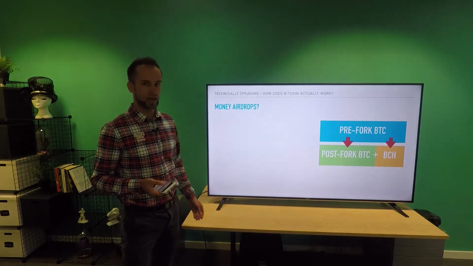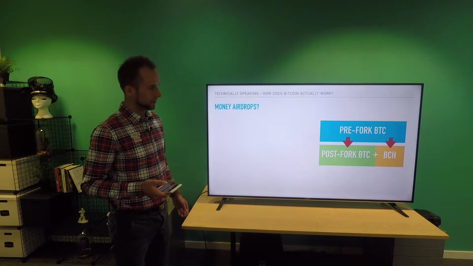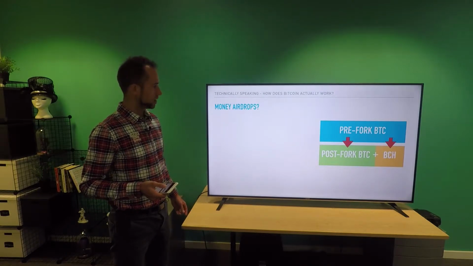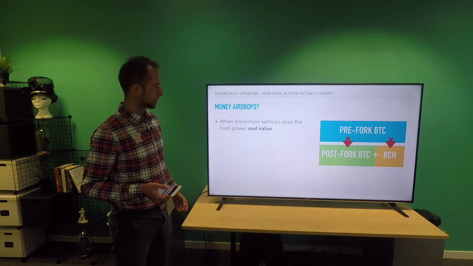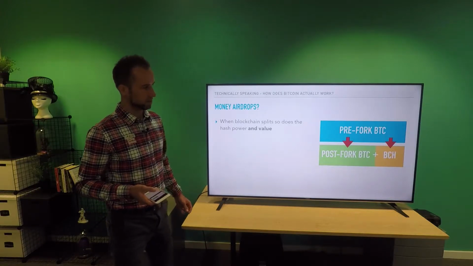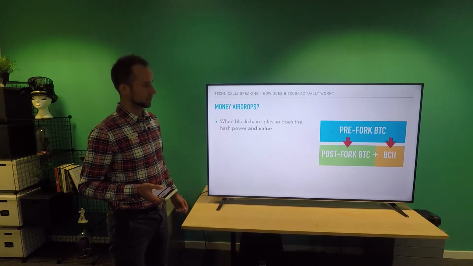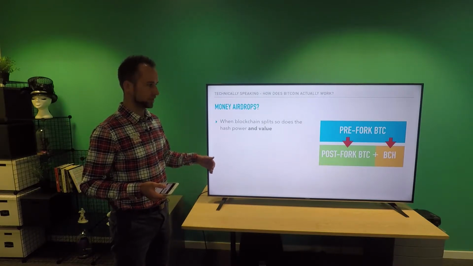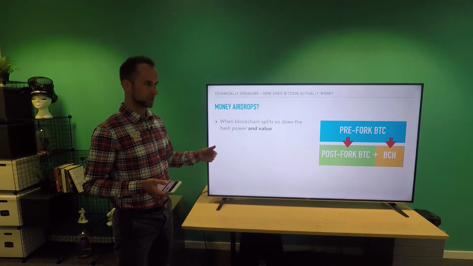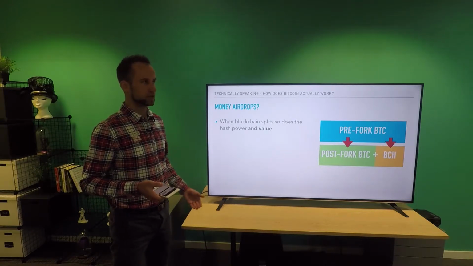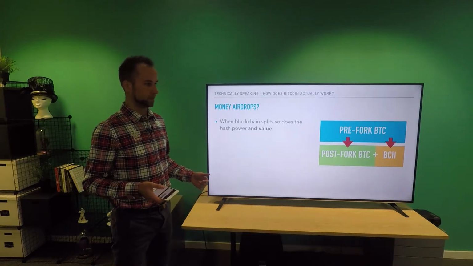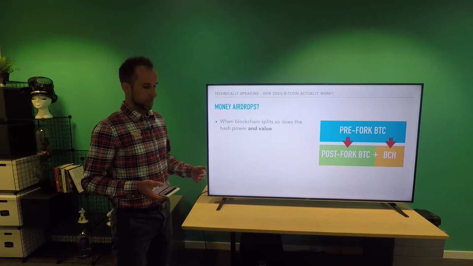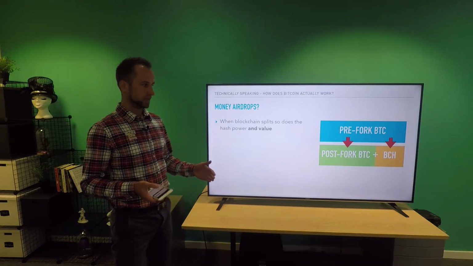So what are the money airdrops I mentioned before? When a blockchain splits, so do its hash power and value, and that happens in proportion, in theory. The blockchain's value stems directly from its security, and that's related to its hash power. If we split its hash power, we split the value as well.